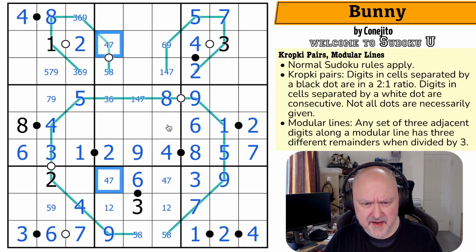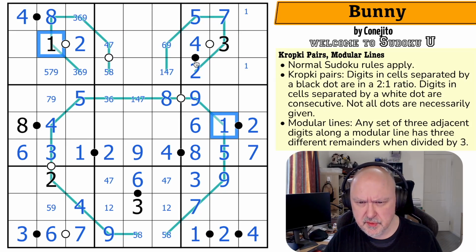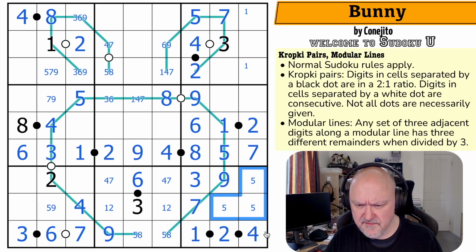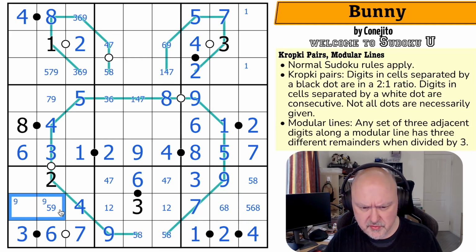That 4-7 pair, is that doing anything? Maybe. I can see 1 is in one of those two by Sudoku. 6, I'm not sure. Let's look at this triple. 5, 6, and 8 go in. Well, there's no 6 there. There's no 5 there. Not that useful. It does mean in this row, the 9 is in one of those two. The 6 is in one of those two.